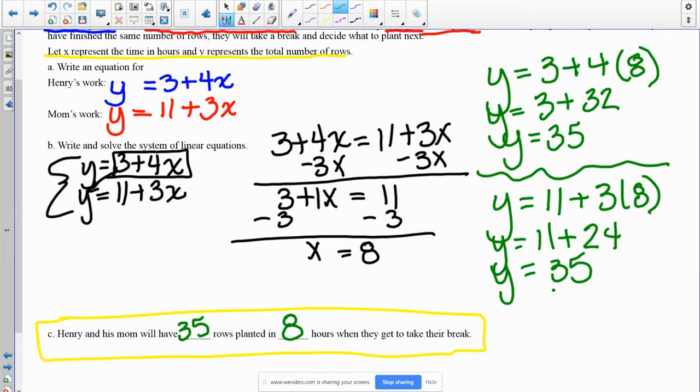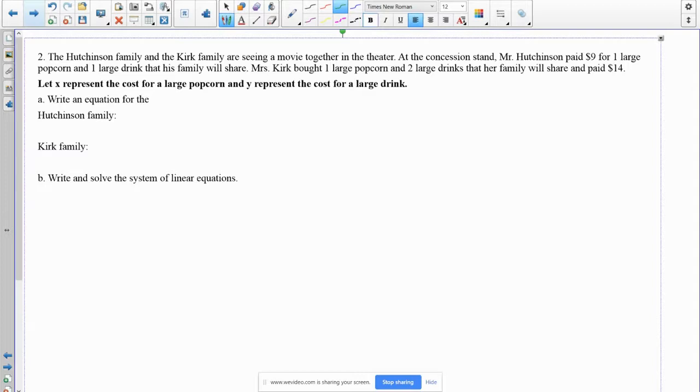Let's look at number 2. The Hutchins family and the Kirk family are seeing a movie together. At the concession stand, Mr. Hutchins pays $9 for just 1 large popcorn and 1 large drink that his family will share. Mrs. Kirk pays for 1 large popcorn and 2 large drinks that her family will share, and she paid $14.